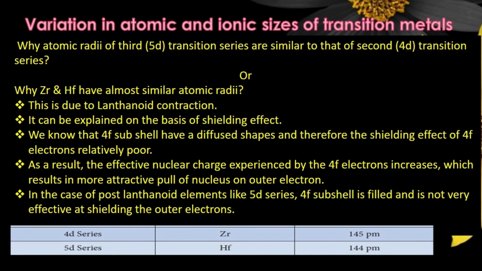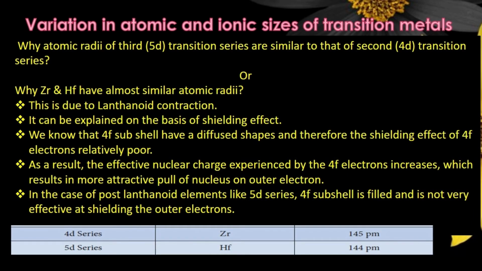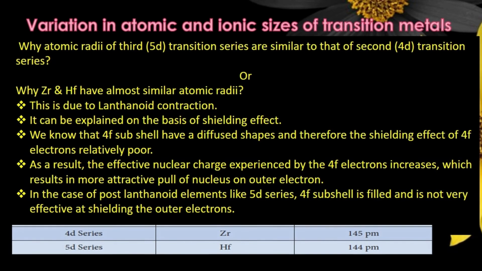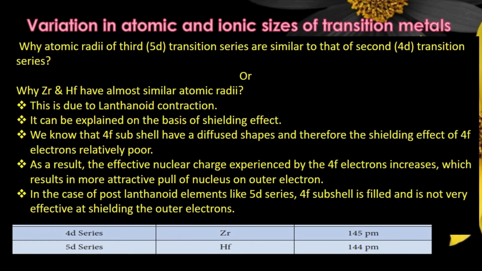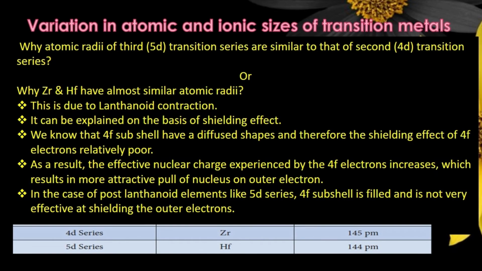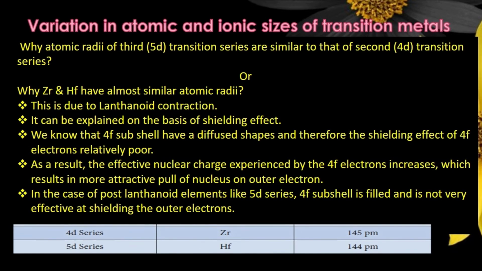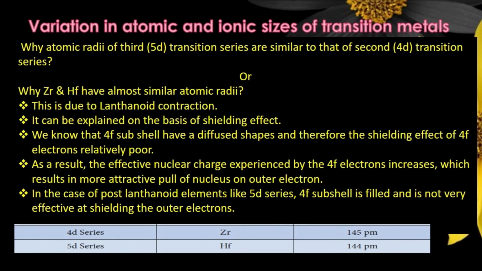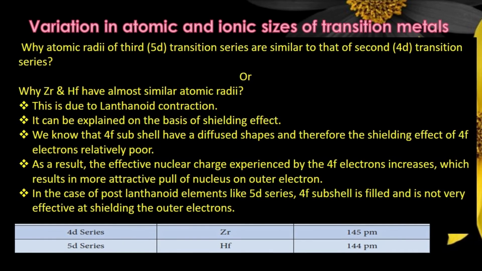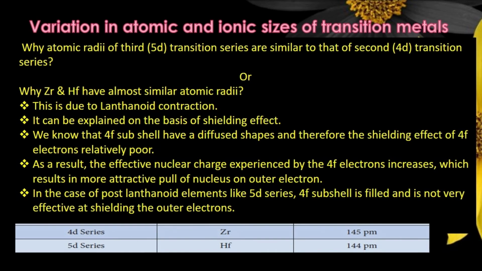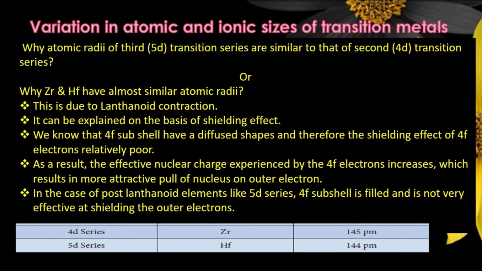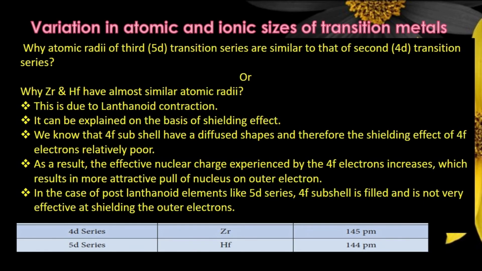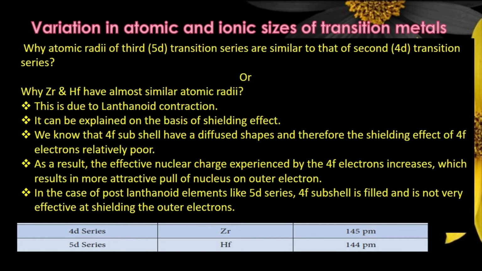In the case of post-lanthanoid elements like 5D series or osmium, the 4f subshell is filled and it is not very effective at shielding the outer shell electrons. Hence, the 4D transition series or zirconium and 5D transition series or osmium have almost similar atomic radii.